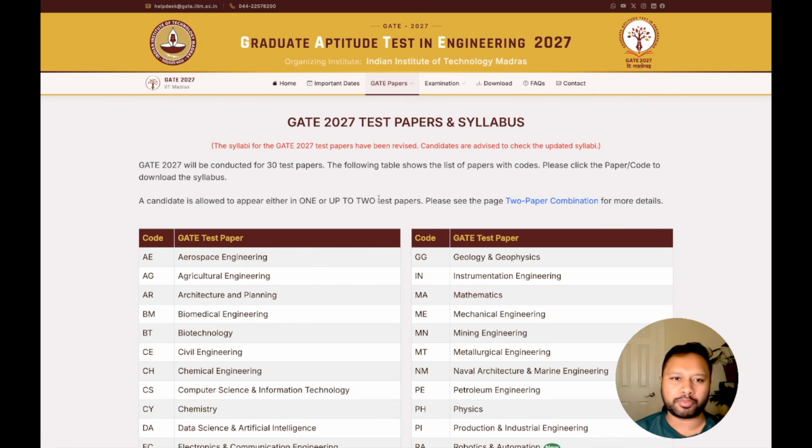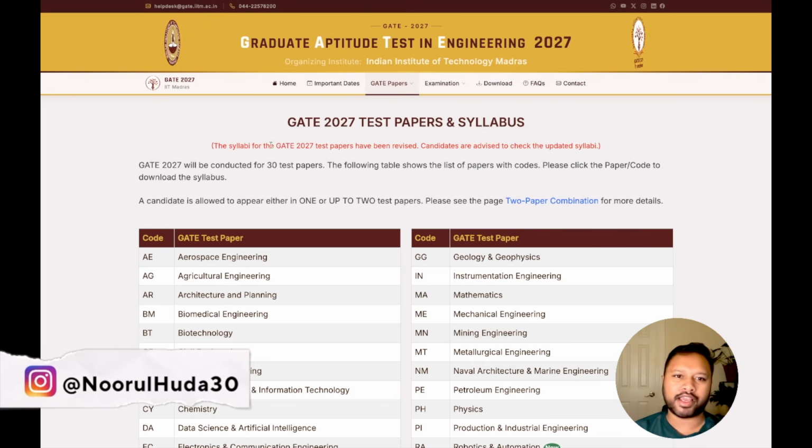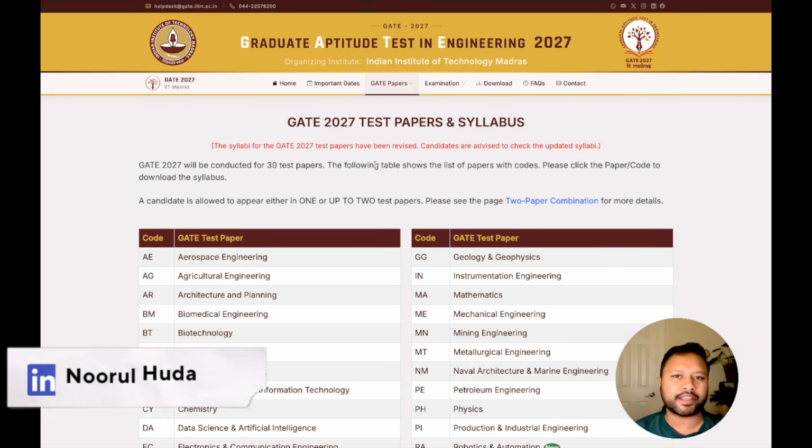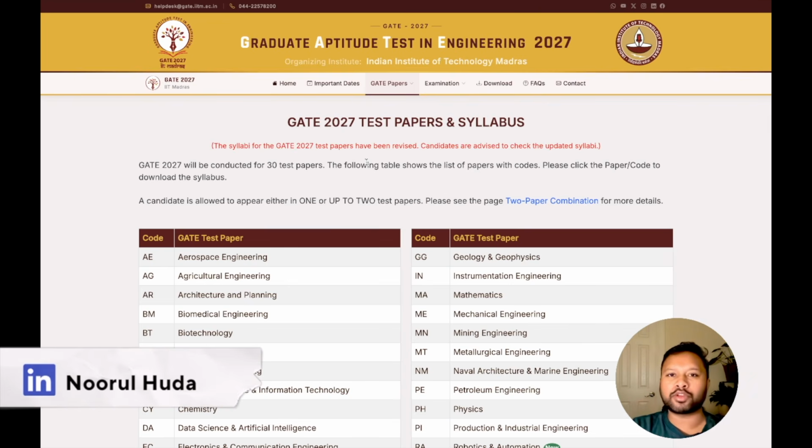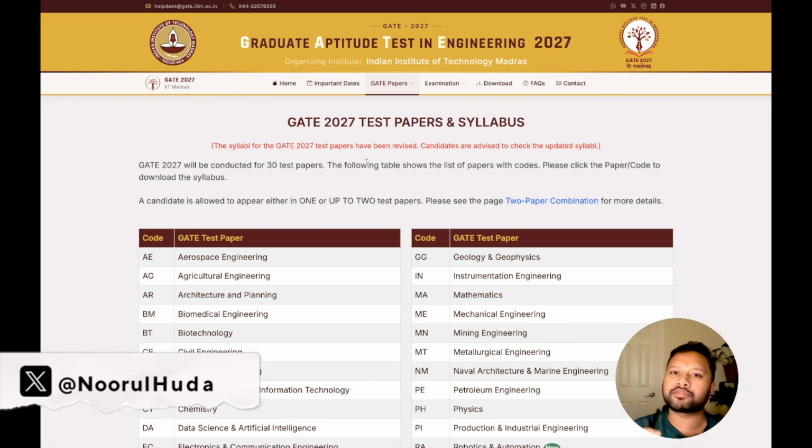This is the official GATE page. You see here it is being flashed that the syllabus of the GATE 2027 exam has been revised and candidates are advised to check the syllabus. So here I have done a detailed comparison of the new updated GATE syllabus with the old one.